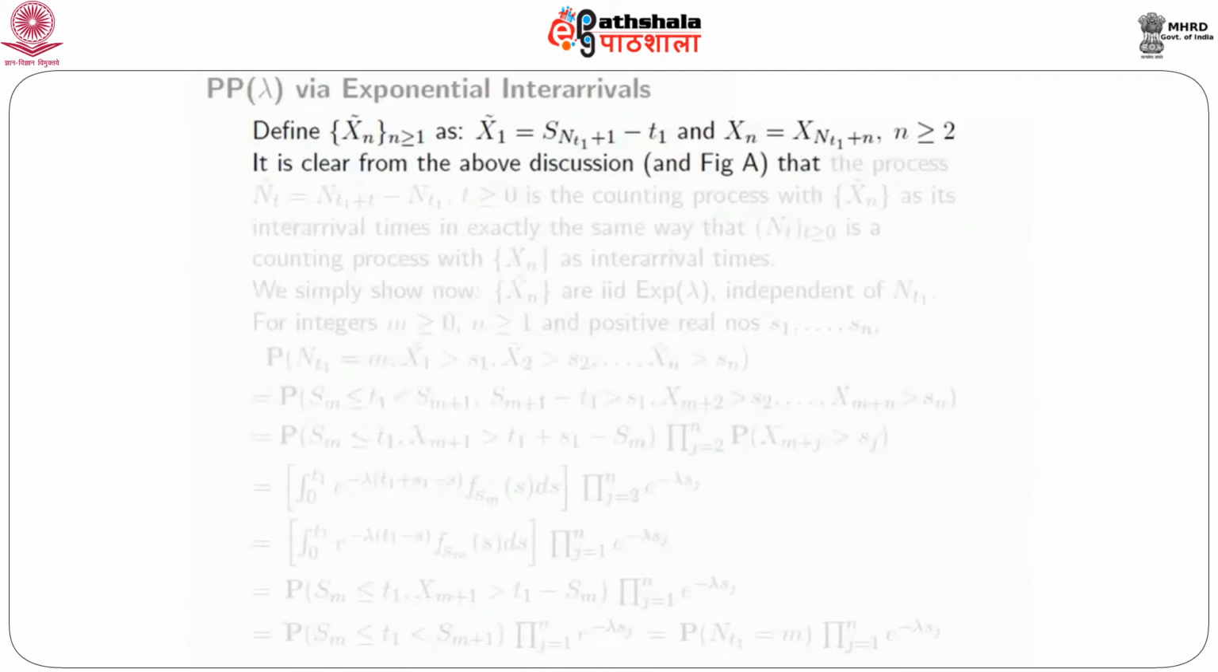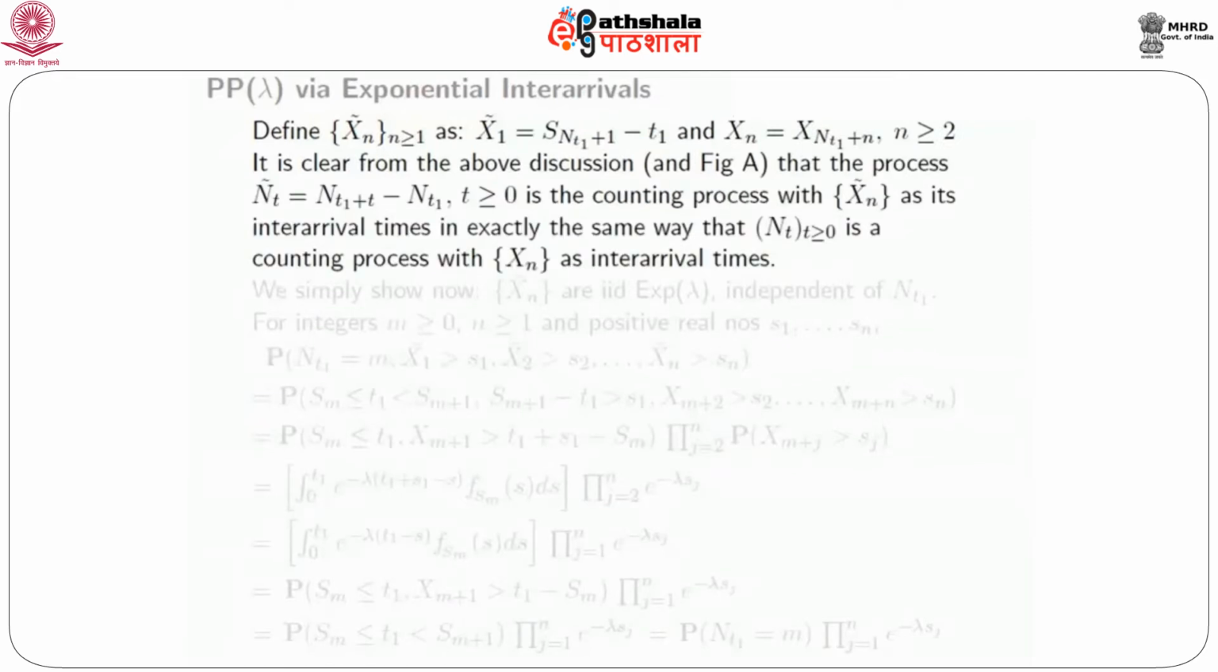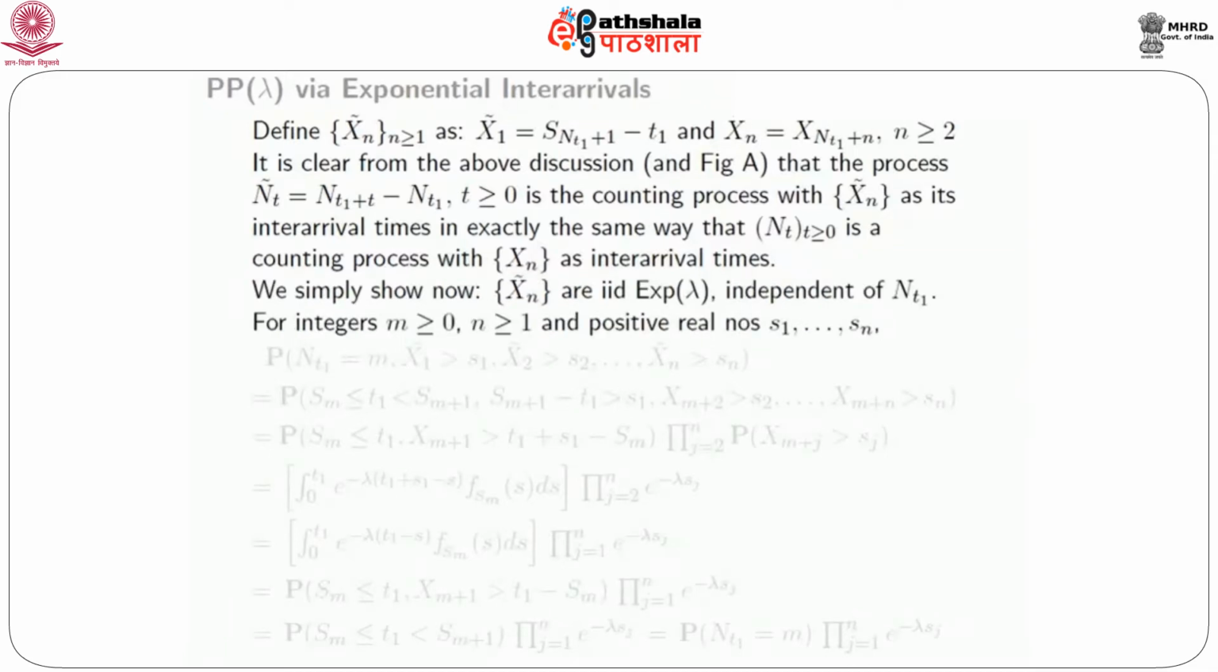So it is clear from the above discussion and figure A that the process N tilde(t) equal to N(t1 plus t) minus N(t1) is the counting process with X_n tilde as its interarrival times, in exactly the same way that N(t) is a counting process with X_n as its interarrival times. So what we now show is that the X_n tilde sequence are again IID exponential lambda, just like the original X_n sequence, and moreover they are independent of N(t1).